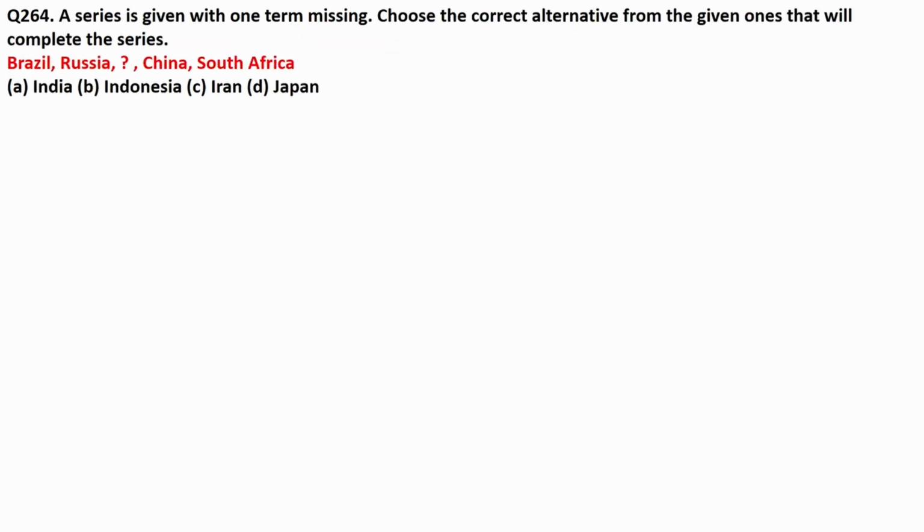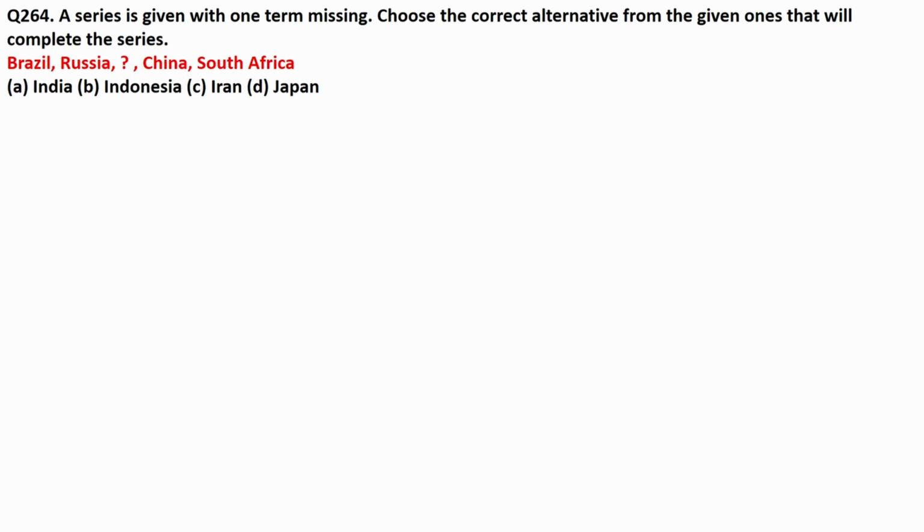Very good. Next, Brazil, Russia, China, South Africa. One country is missing. What country is it, and why are we placing that country? A series is given with one term missing. Choose the correct alternative from the given ones that will complete the series, guys. Yes, very good, Nana Sarath. So, which country is missing? Now, tell me why we have to place that country. That is also most important for us.